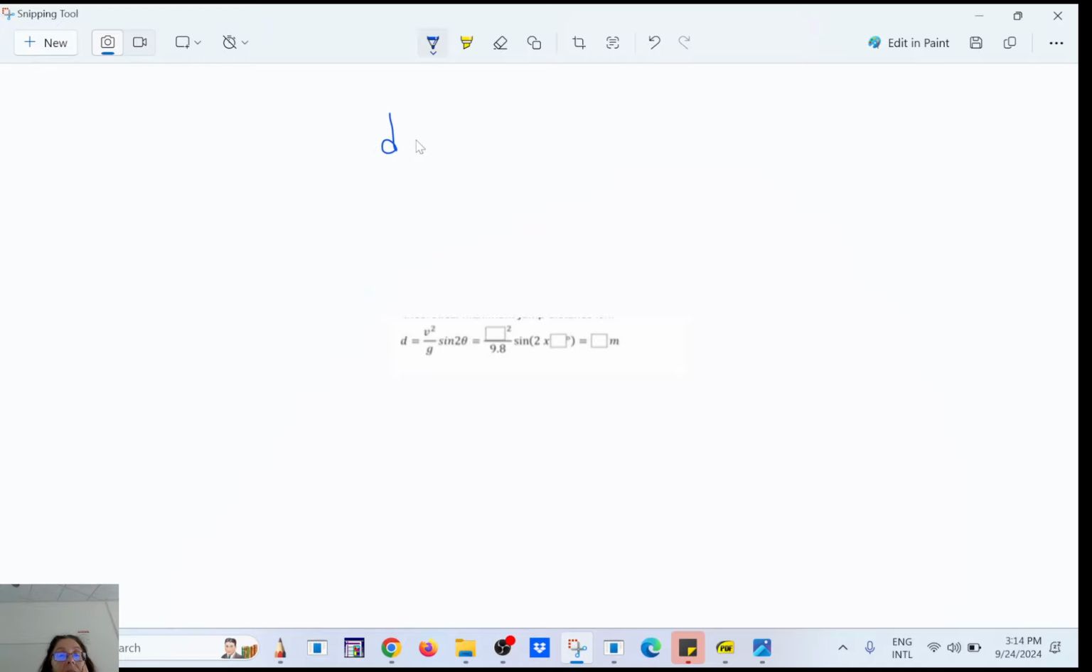Okay, so D equals, you plug it in. It's just to know if you know how to plug it in. So you have 10.3 squared. Here you have gravity, so 9.8, and here you have a sine. Inside you have 2 times 33. 9.9?